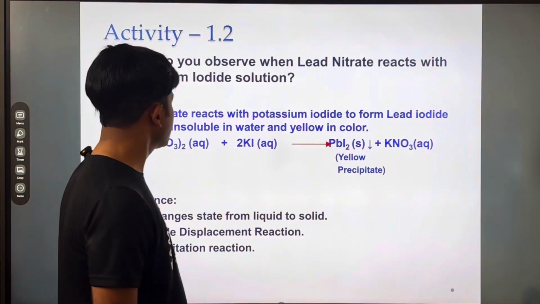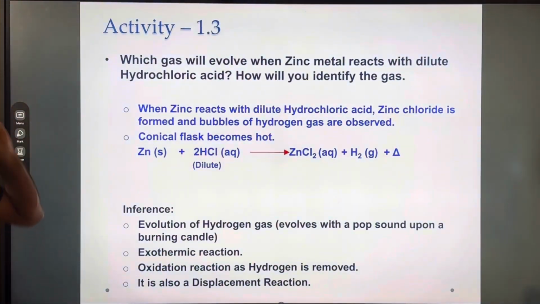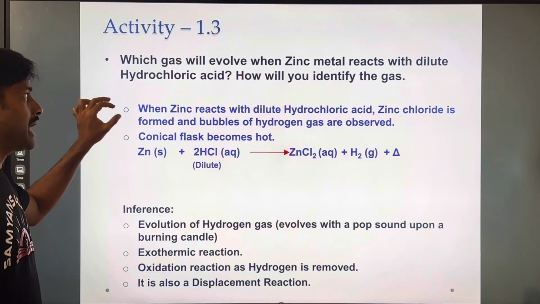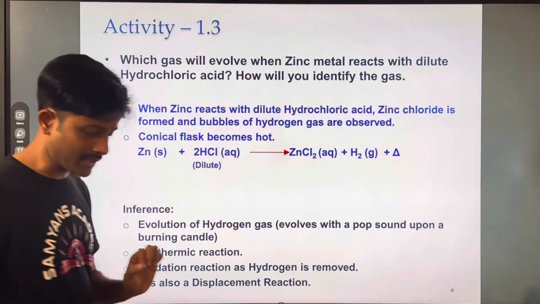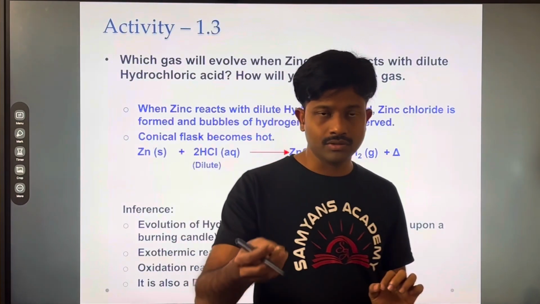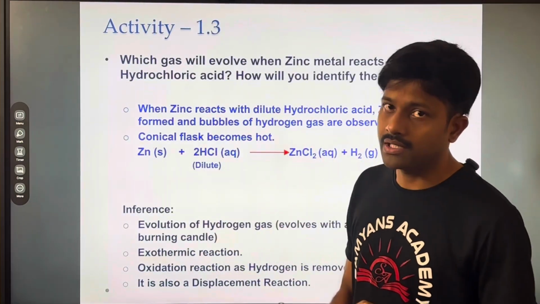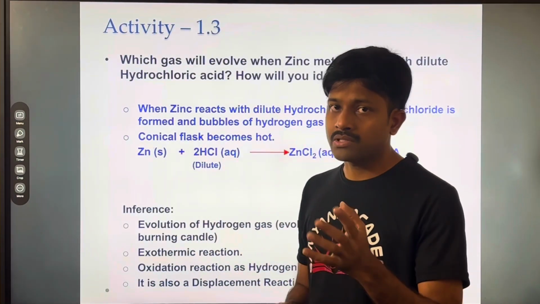And these are the observations from this reaction we can observe, right? And the next reaction is, which gas will evolve when zinc metal reacts with dilute hydrochloric acid? How will you identify the gas? Okay, when you take zinc granules, just add the dilute HCl, then we can observe some air bubbles coming from it.